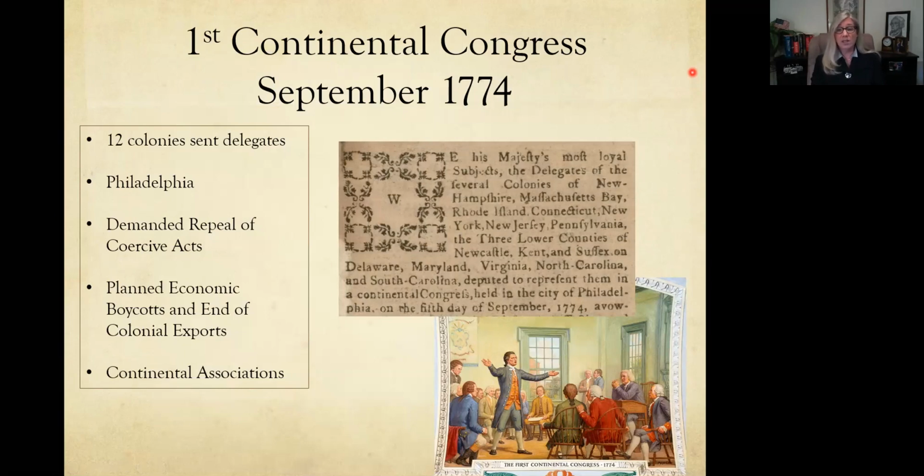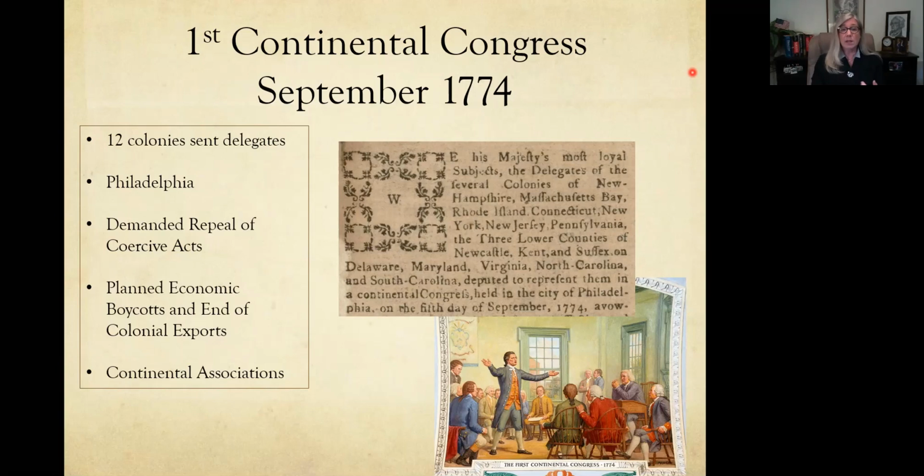The Continental Congress this time is going to meet in Philadelphia, and they're going to look at the issues in and around Boston and how to handle it. So I go back to the question, Albany Congress, Albany Plan of Union, are things bad enough? Are they ready to declare independence from England? No, but they're getting really, really close. Here's what they end up deciding.